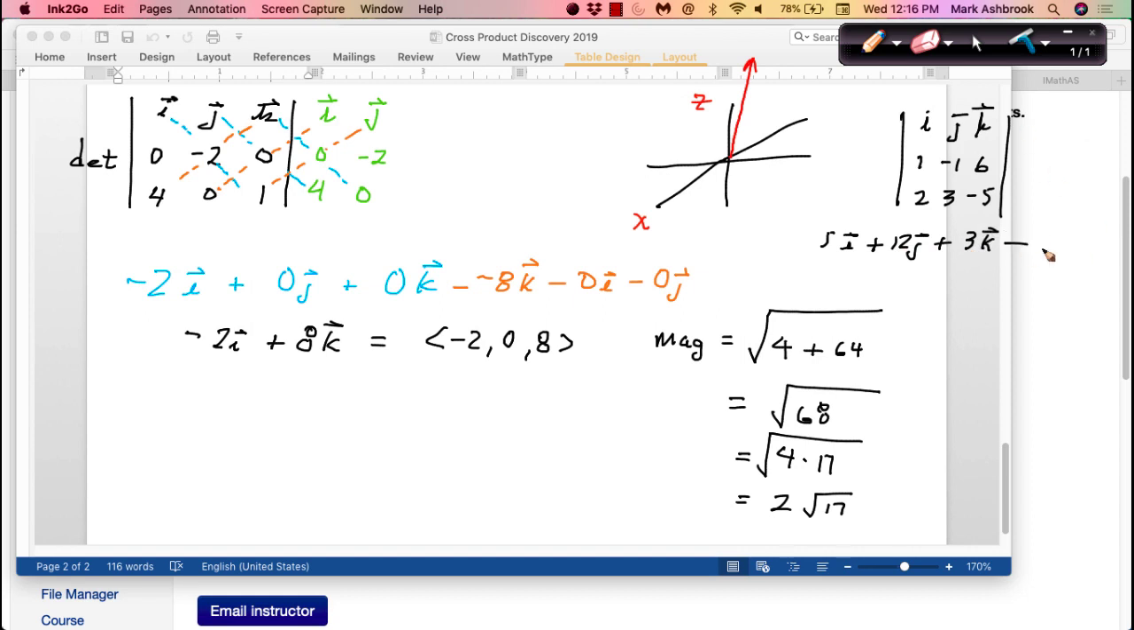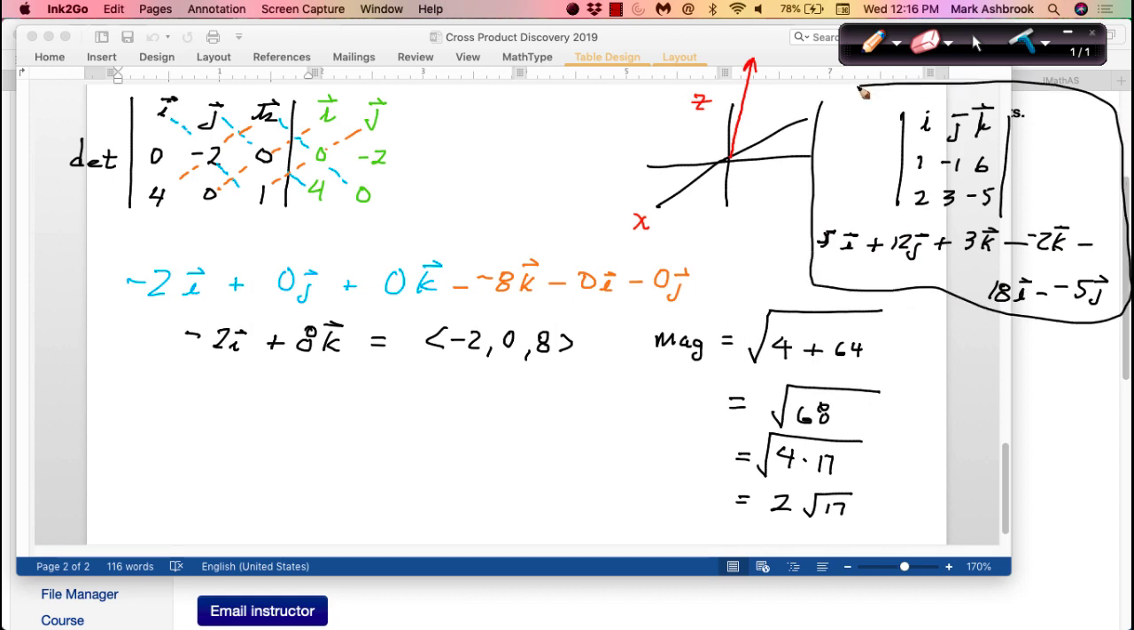And then minus, this way, negative 2k, minus 18i, minus negative 5j. But if you're not sure where I came up with those numbers, write the first 2 columns again and do what I did over here, and then you'll see it. But eventually, it's helpful just to be able to do it without writing out the first 2 columns.